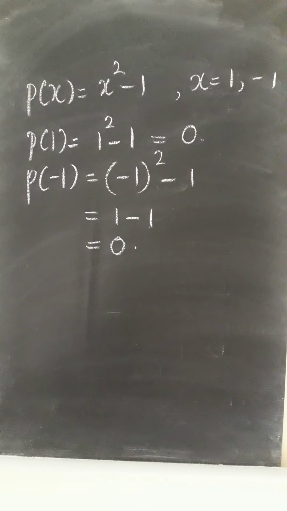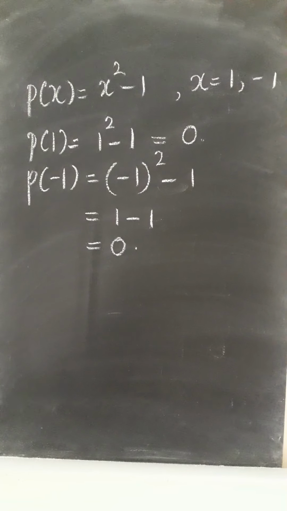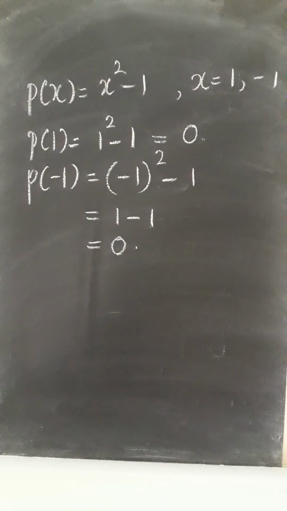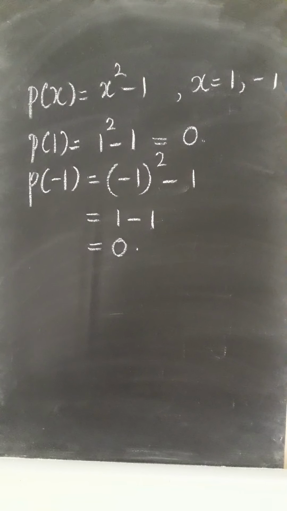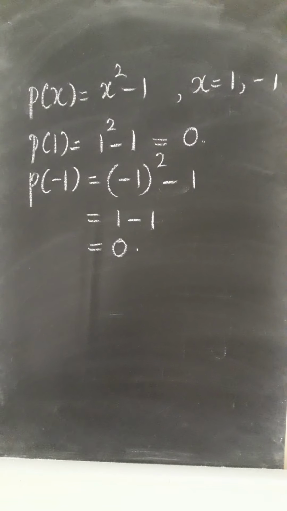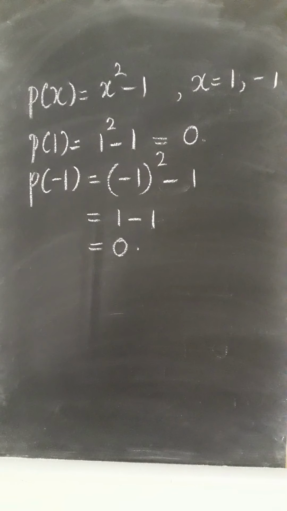Okay. Now fourth question, P of x is equal to x plus 1 into x minus 2 and you have to check x equal to minus 1 and x equal to 2 are the zeros of this polynomial or not.